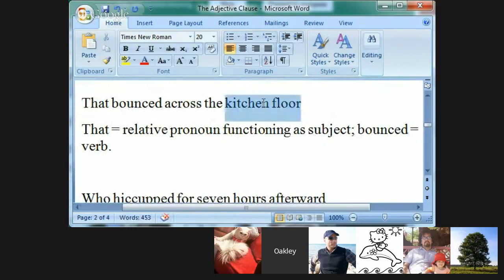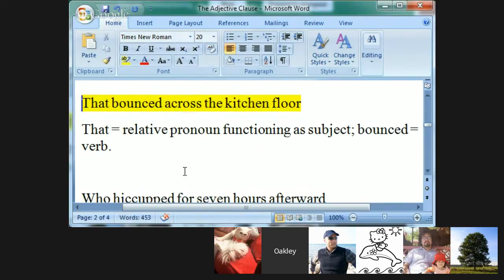All right. That bounced across the kitchen floor. That, being a relative pronoun, is functioning as the subject, as a subject noun. And bounced, of course, is the verb. Across the kitchen floor is a simple prepositional phrase. Okay. David, can you conceive of a sentence where this phrase could be used before we look at a pre-existing one?